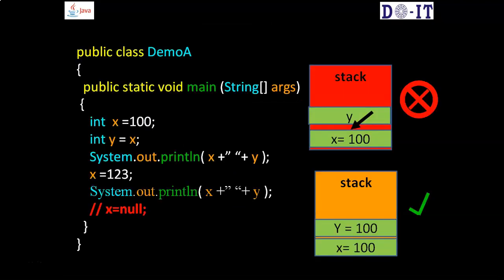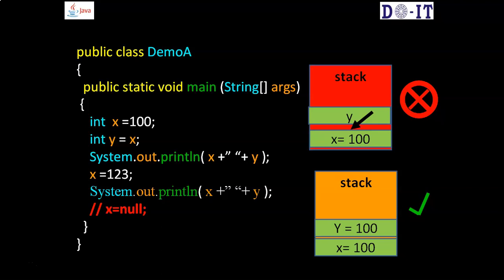So here is the demo of the code. I have two variables x and y. I've assigned a value 100 in x, and then I assign x to y. Look at the diagram that I've given on the right hand side.